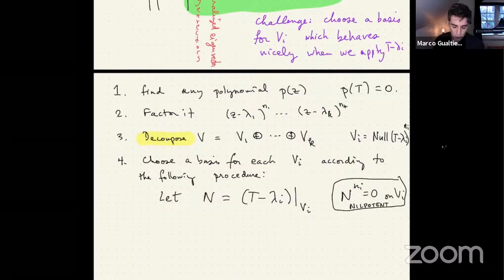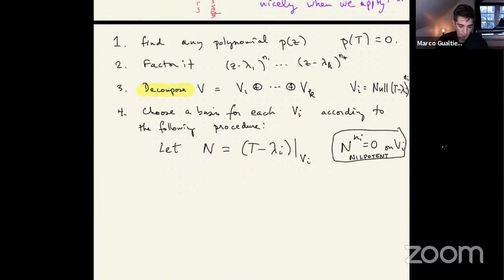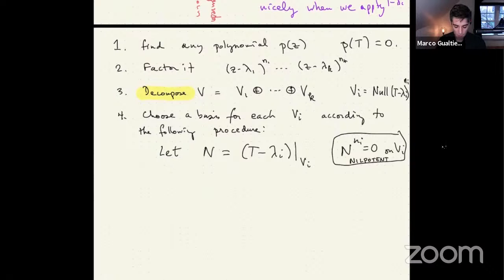Okay, and I don't want to label it with an I, because it's the same procedure for each of the VIs. The particular value of the eigenvalue doesn't really matter for the rest of the procedure. The important thing is this nilpotent matrix, the matrix that raised to a certain power will be 0 on VI. Okay, and so I need to explain what the procedure is.